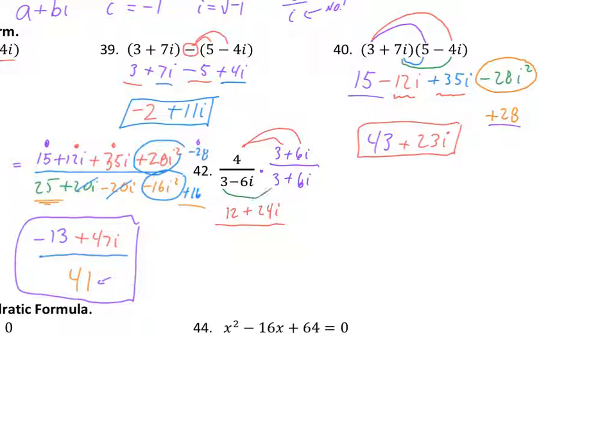So we get 3 times 3, which is 9. 3 times 6i, which is 18i. Negative 6i times 3, which is negative 18i. Again, there's that sign switch helping us out. And negative 6i times 6i is negative 36i squared. Up on the top, we just have 12 plus 24i still. Nothing there changes. And on the bottom, those cancel, and this becomes a positive 36. And so 9 plus 36 is 45.